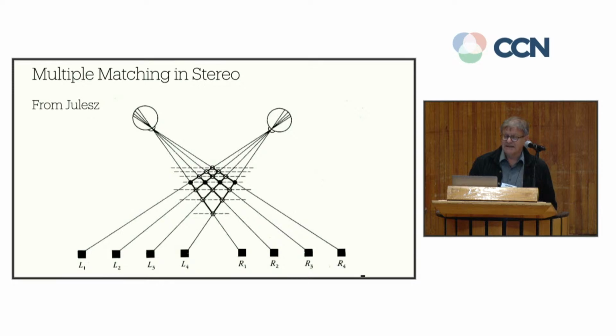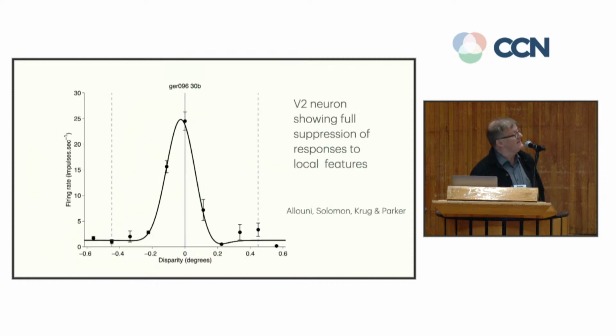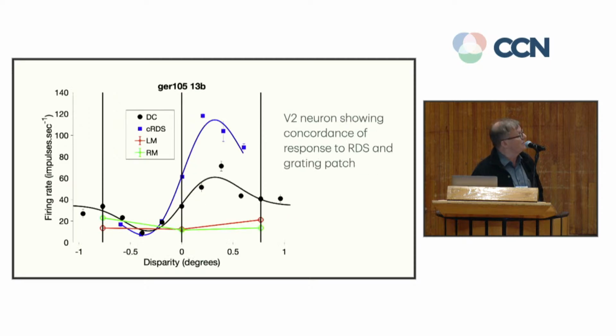This is not much of an experiment unless I've got a positive control as well. And we've got two elements of positive control. First, we tested the monkeys to make sure that they did actually do psychophysics in the same way that the humans do. And sure enough, for locally equivalent stimuli here and here, they're reliably saying those things are at a different depth plane than where the features are lying in V1. And second, if we move out to V2, we find neurons of this type in which, where we expect to find a secondary peak, there simply isn't any. This is a V2 neuron showing full suppression of the responses to local features.